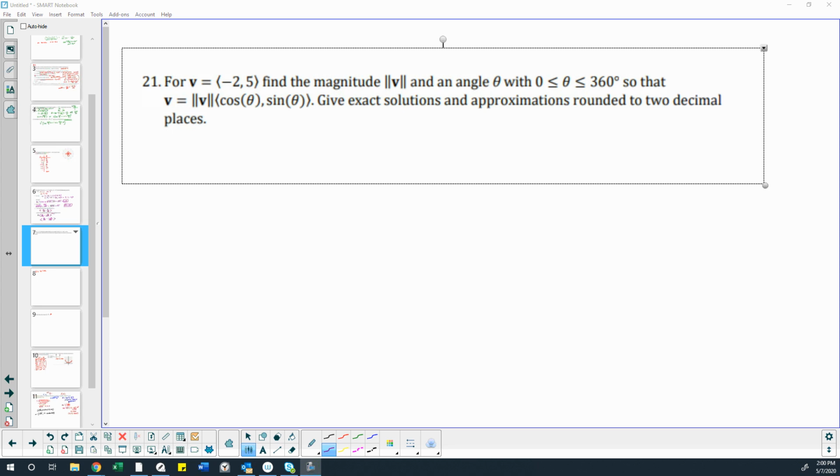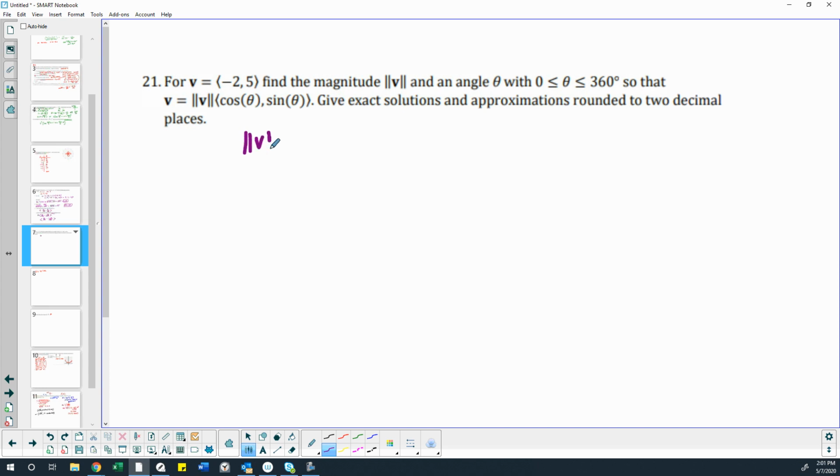Okay, for vector v equals -2, 5, find the magnitude of v and an angle between 0 and 360 so that vector v is written in kind of a polar form like this instead, right? So let's start by finding the magnitude of v.